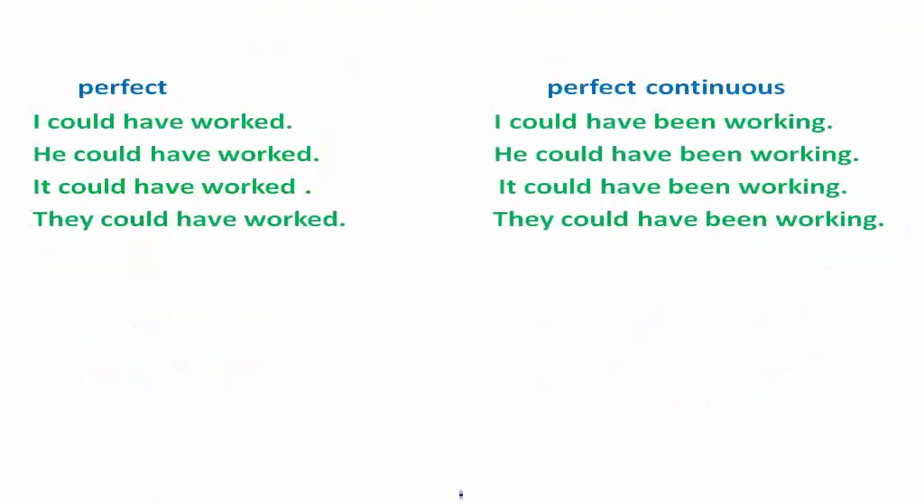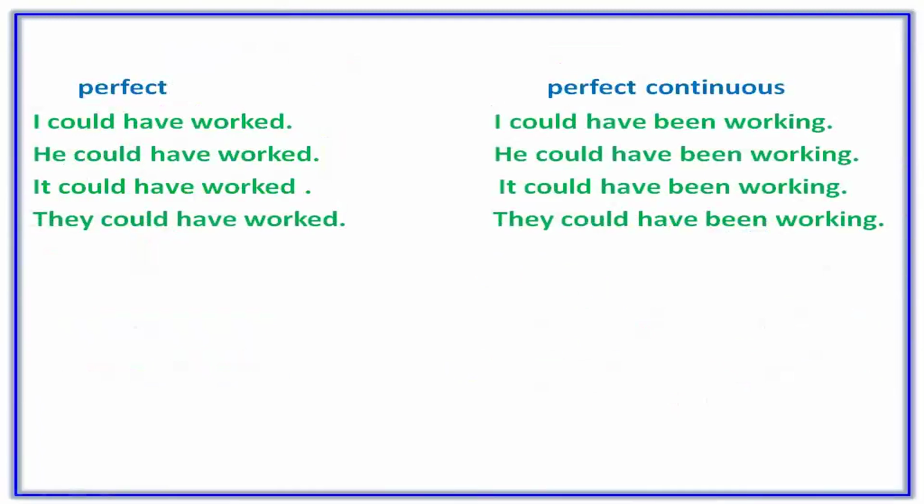Then perfect tenses and perfect continuous tenses. I could have worked. I could have been working. He could have worked. He could have been working. It could have worked. It could have been working. They could have worked. They could have been working.